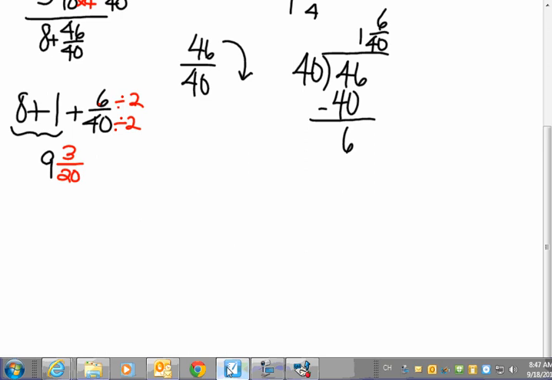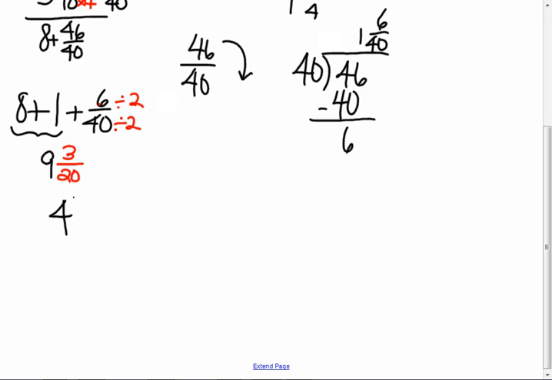Okay, so we have to do another one, and then we'll probably call it a day because I think we're going to be out of time. So let's do 4 3/10 minus 1 3/4. You guys want to try that?